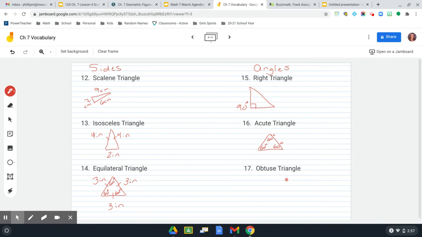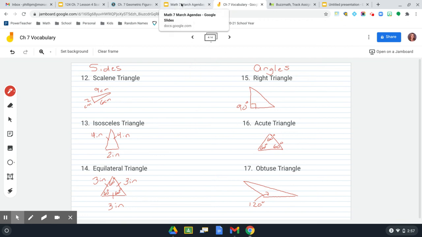Obtuse triangle. One angle is obtuse, greater than 90 degrees, and two angles are acute. So an obtuse triangle might look like this. I have this one angle right here that's obtuse, and let's say that's maybe 120 degrees. You can say it's an obtuse triangle if you have that one large obtuse angle inside of it. So there are six definitions here, six pictures for you. And again, these are how you classify your triangles, by the sides and by the angles.